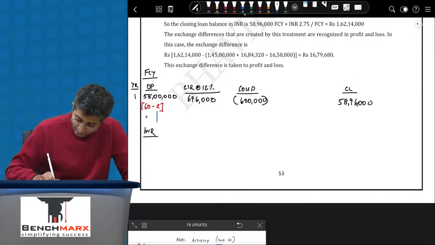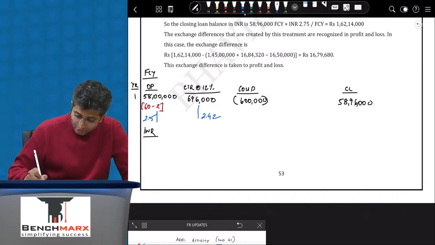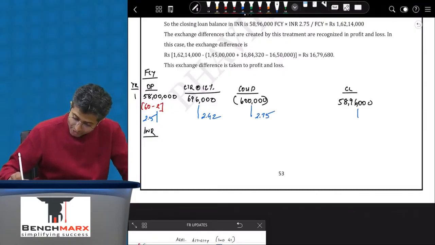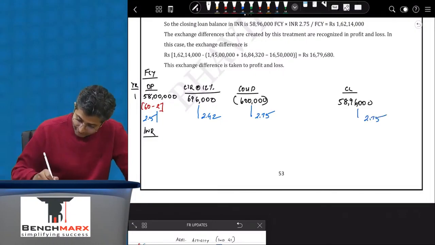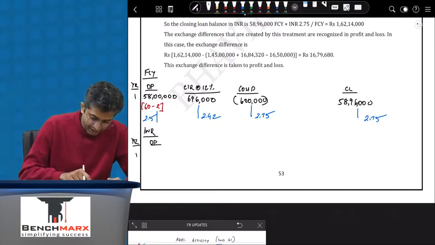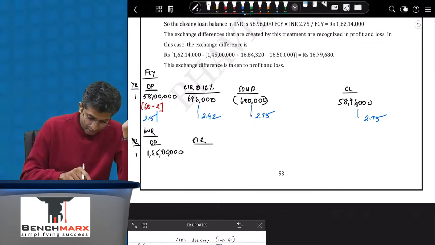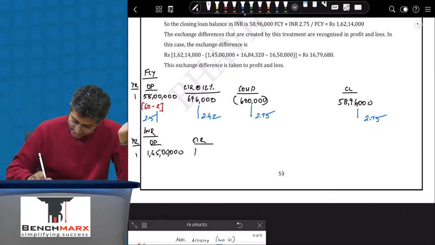So the opening balance will be converted at 2.5. The interest accrues throughout the year and hence at the average rate of 2.42. Coupon actually is paid at the end of the year when the rate was 2.75 and the closing also at 2.75. So if I were to make these workings in INR, the opening balance would be 58 lakhs into 2.5. So this is 1 crore 45 lakhs. The interest will be 6 lakh 96 into 2.42, which is 16 lakh 84,320.